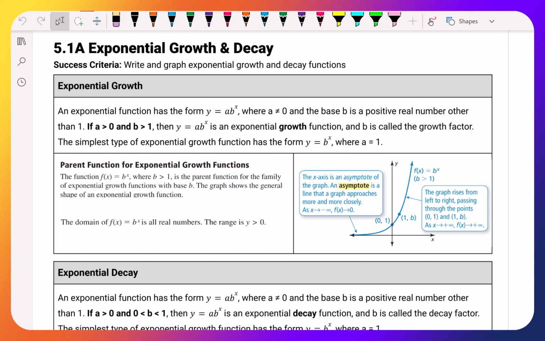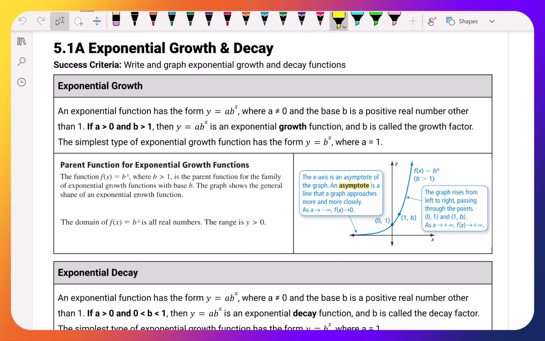So I'm going to spend a little bit of time just kind of reviewing the basics. And a lot of this has been taken directly from your textbook, and hopefully it makes sense to you. Basically, you have either an exponential growth or you have a decay.